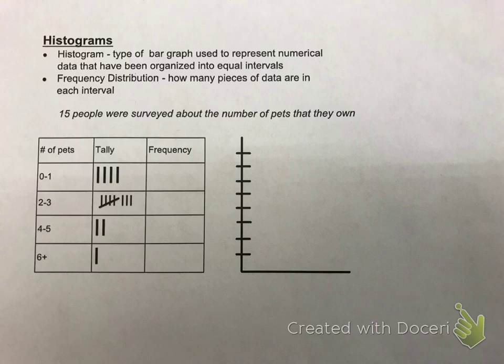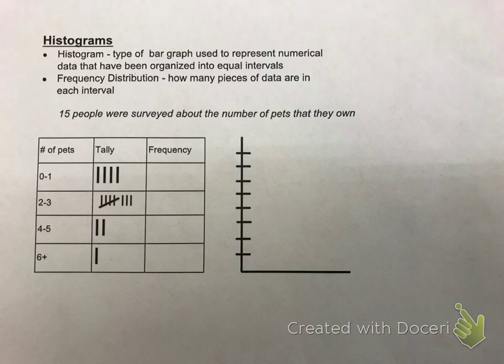A histogram is a type of bar graph. The only difference is on the bottom there is an interval of numbers as opposed to just one. I'll explain what that means in just a moment, or show you the difference. Okay? A frequency distribution, well, that's just how many pieces of data are in each interval.